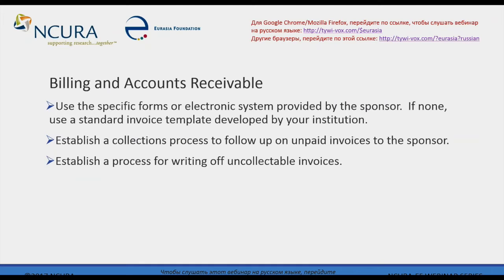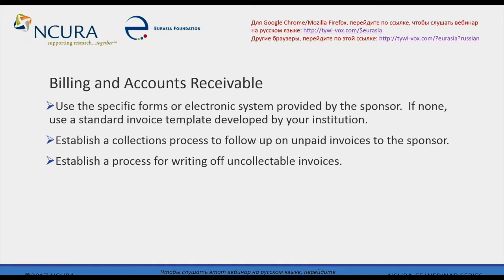Some recommendations for billing and accounts receivable processes. Use the specific forms, templates, or electronic system provided by the sponsor. If the sponsor does not have specific forms or templates, you will need to create a standard invoice template for your institution. Included in that template would be information about the expenses, where payment should be delivered, and where questions can be addressed in the event the sponsor needs follow-up or additional documentation for the charges on the invoice.